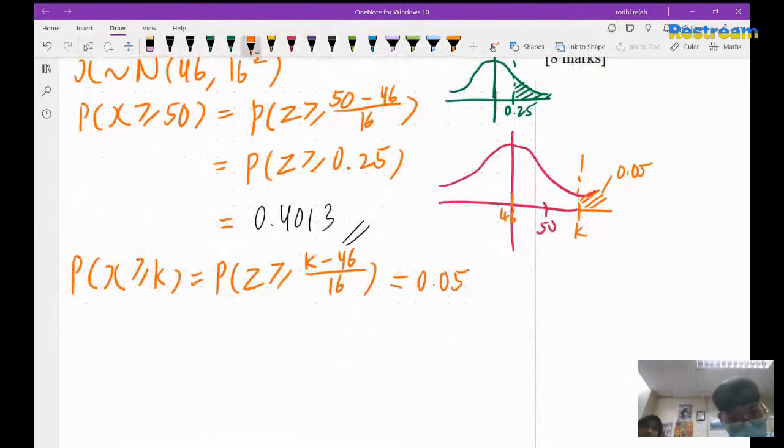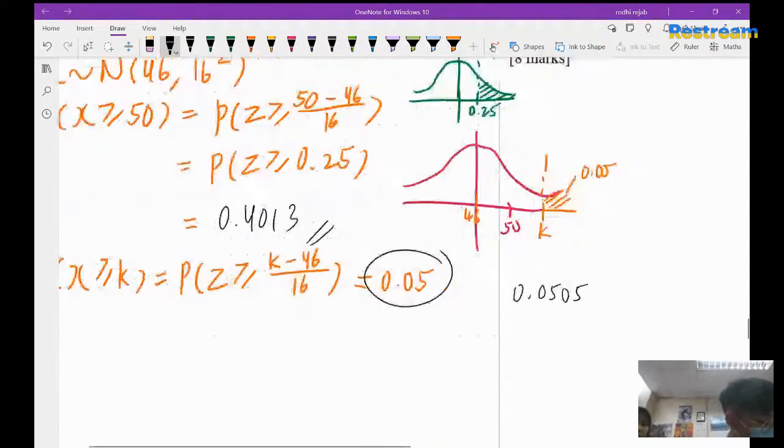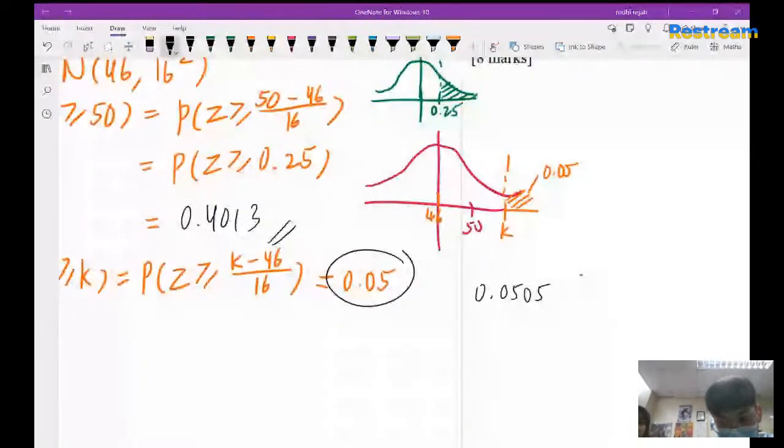Now, what do we do? Basically, open up the statistic book and find 0.05. If you refer to the standard normal distribution table, what you have to find here is not the z value. You need to find the value of the probability. If we refer to 0.05, the closest value you will get is 0.0505 inside the book, and this is the value for 1.64.